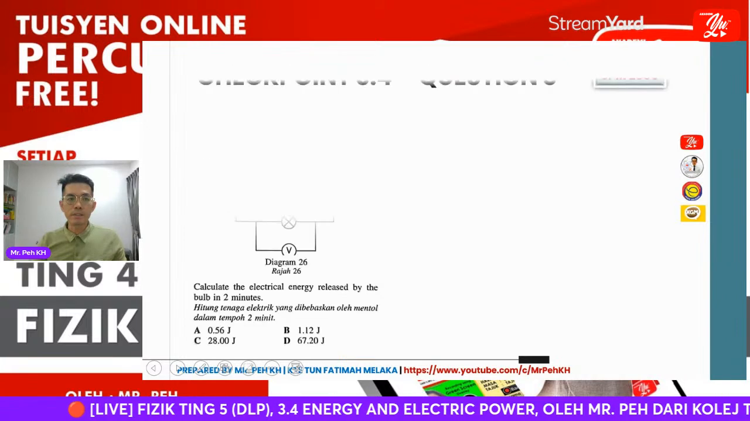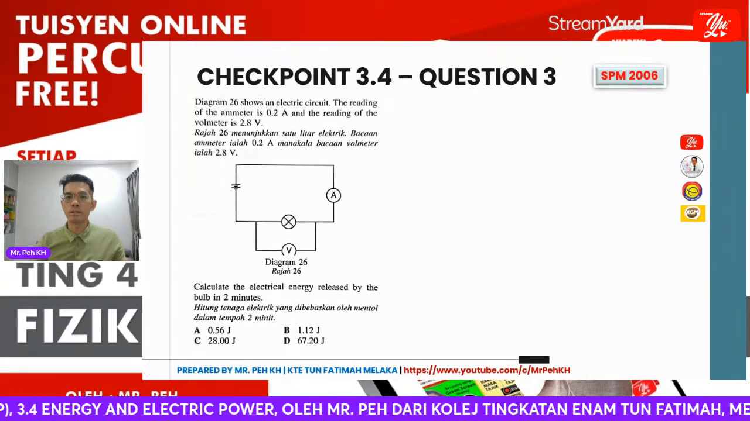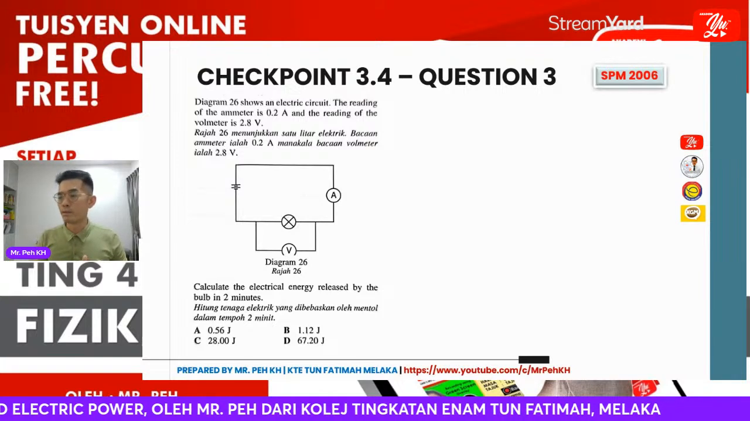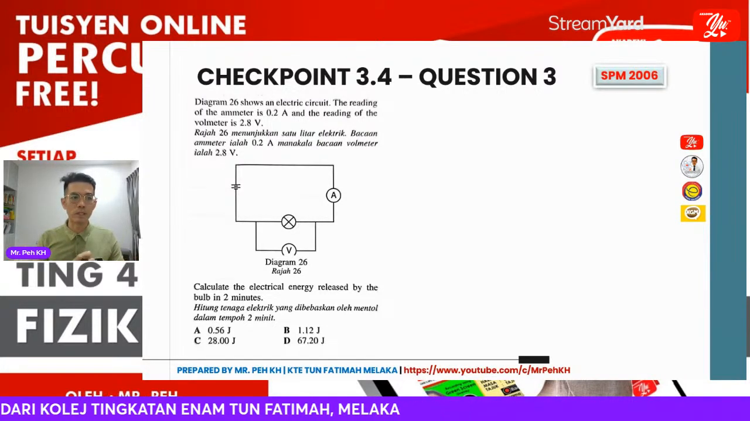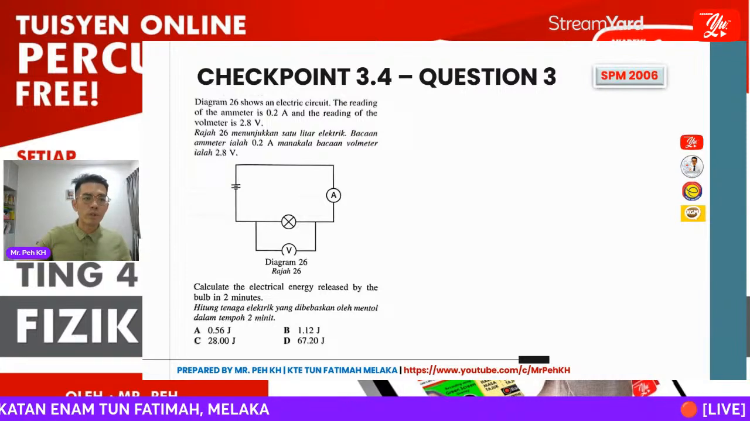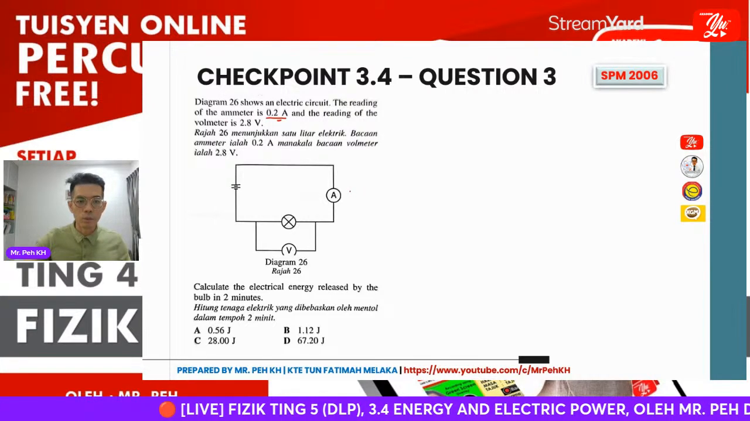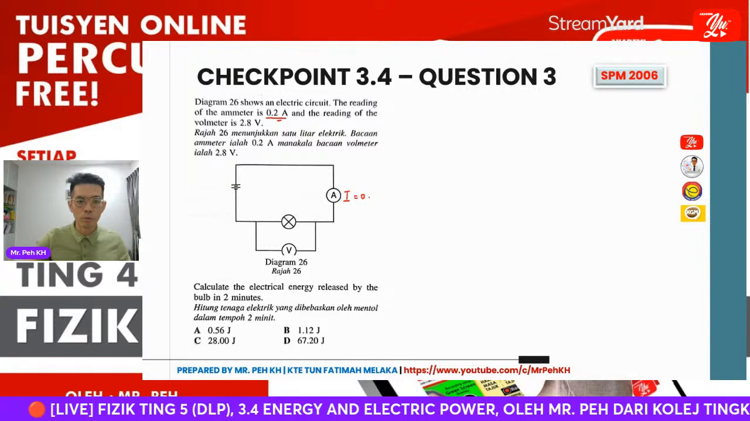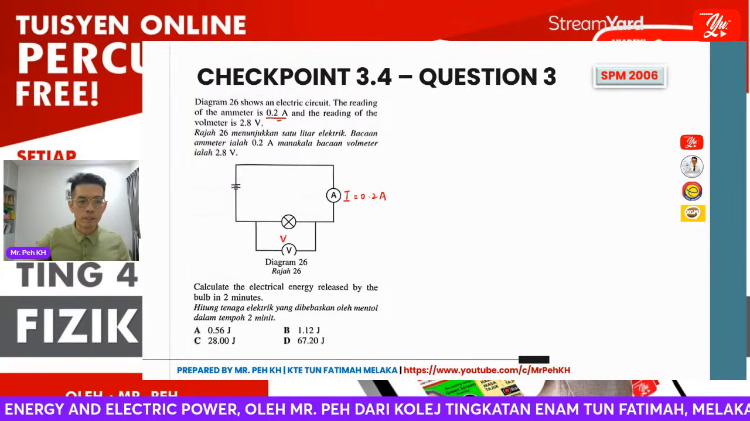Next, question number 3 is a question from 2006 as well. You can use your calculator and try to solve the question now. Diagram 26 shows an electrical circuit. The reading of the ammeter is 0.2, so you can just use the symbol I equal to 0.2. Then the reading of the voltmeter, V, equal to 2.8.